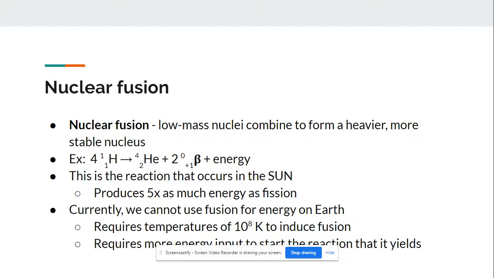So we have not found a way to get this to either occur at room temperature that we can control, or come up with a way to generate that amount of heat to start the reaction and actually get more energy out of it than we put in.